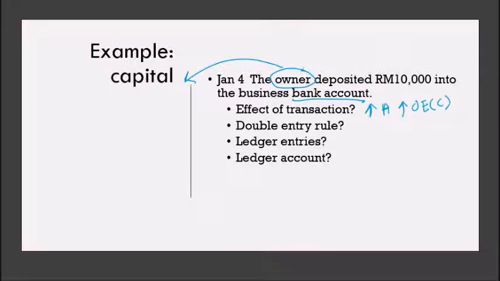So what are the double entry rules? When asset increases, it is on the debit side, and you debit the bank since bank increases. When owner's equity increases, which is the capital, where does the capital increase? Capital increases on the credit side. Remember, C is on the right side. So put it here.